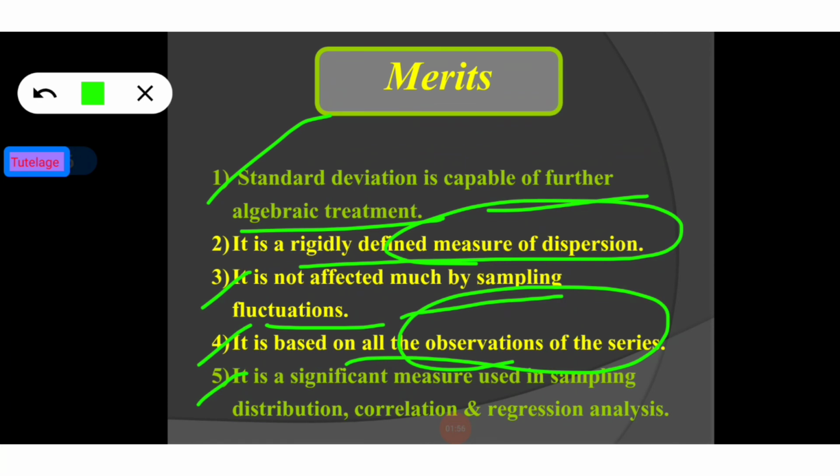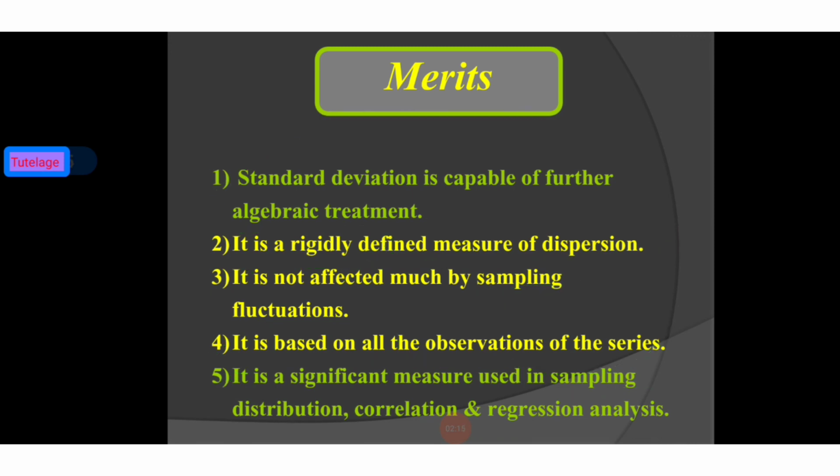Standard deviation is a significant measure which is used in sampling distribution, correlation, and regression analysis. So we know already standard deviation is basically used in sampling distribution, correlation, and regression analysis. I think this is clear. So now move on to some demerits of the standard deviation.